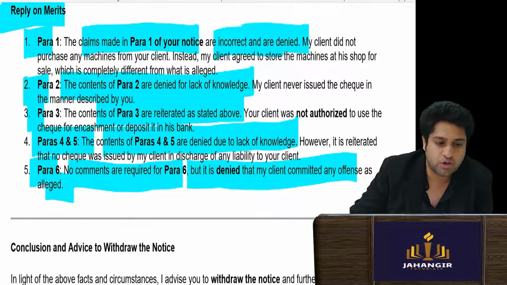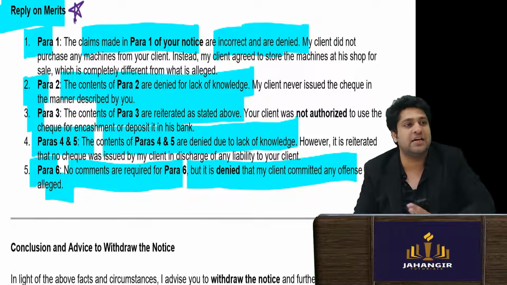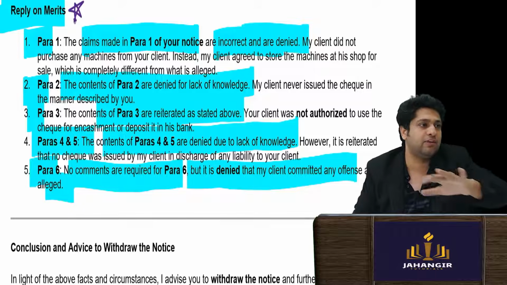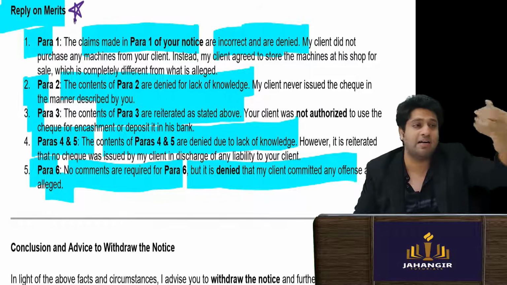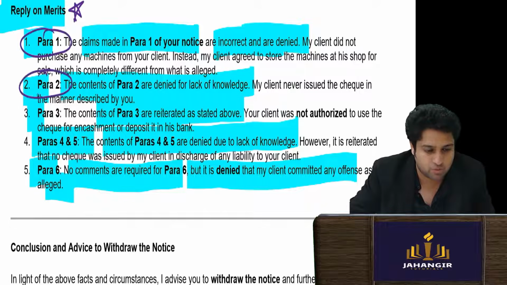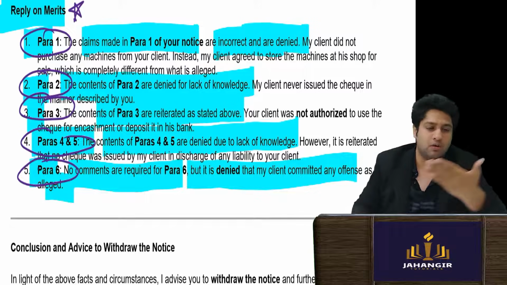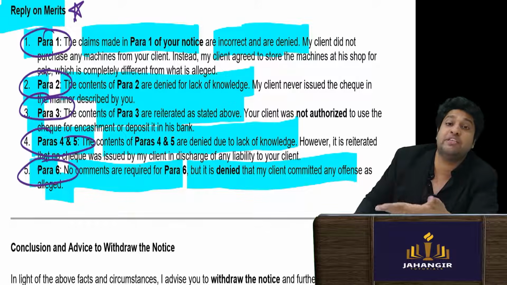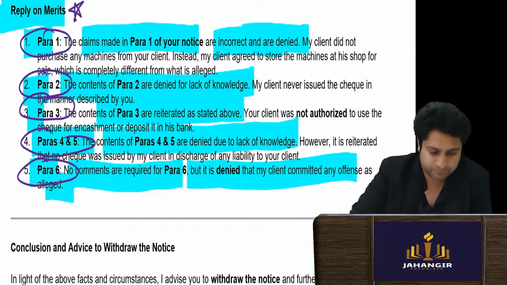So what you do is you take each point and say they are incorrect and denied. We did not do this. Are denied. My client never issued this. My client never authorized you for this. So para 1, para 2, para 3, para 4, para 5. Even the party will be like, I sent him 7 paras, and each para he has individually denied. That has to be done.